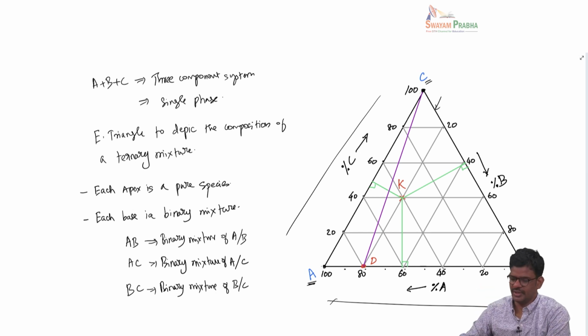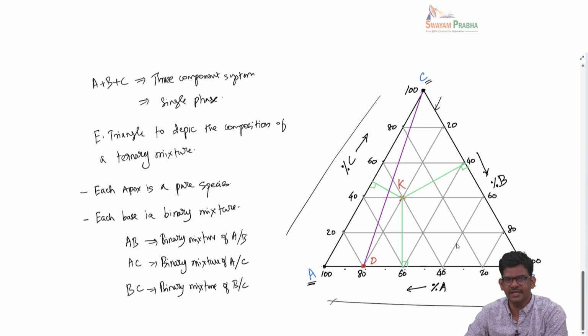Okay, so to illustrate that, I have taken point K here. This is point K. And all these gray lines that you see crisscrossing are just baselines. They don't mean anything at this point of time. This is only for our reference.